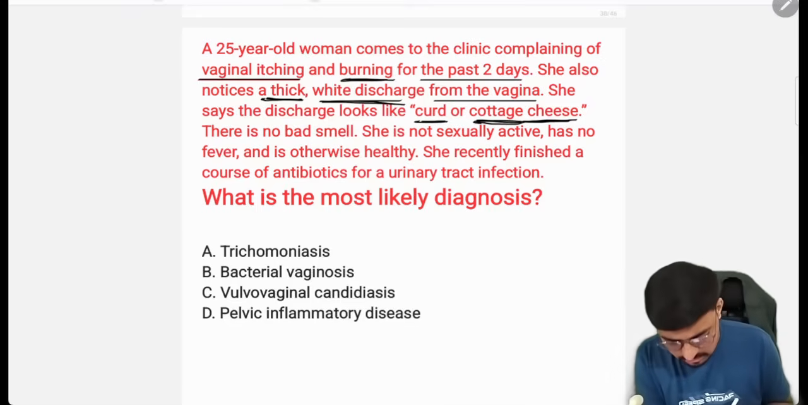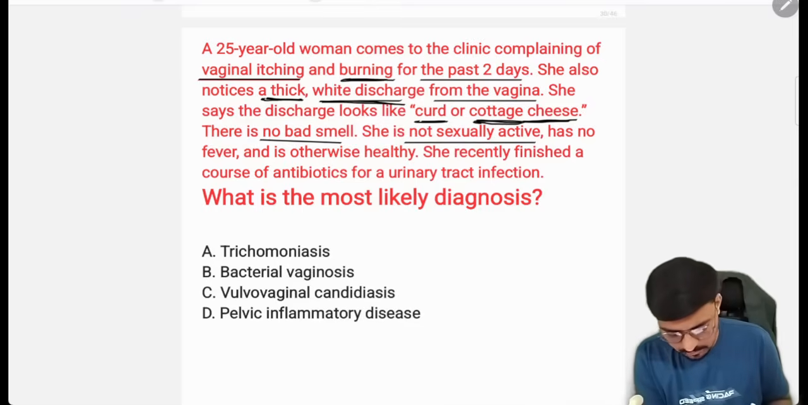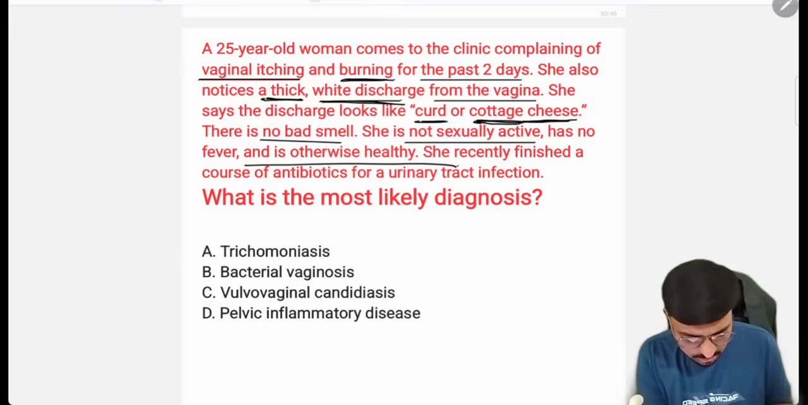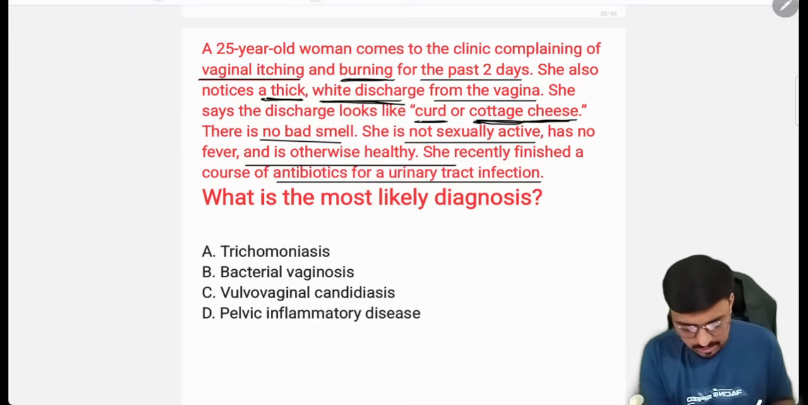There is no bad smell, and she is not sexually active. She doesn't have any fever and is otherwise completely healthy. She recently finished a course of antibiotics for a urinary tract infection. So what is the most likely diagnosis here?